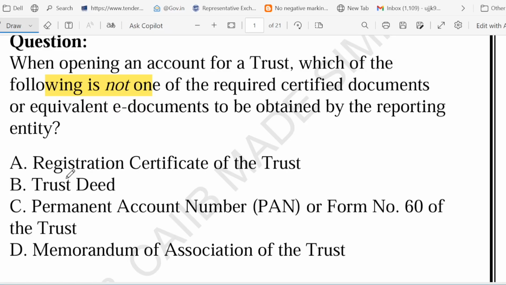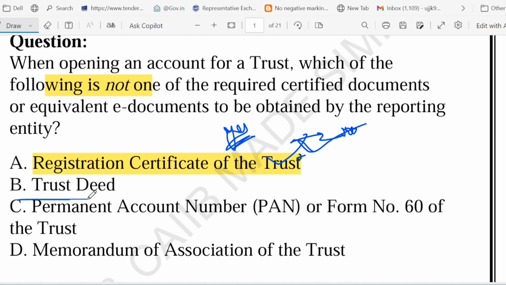So let's look at each and every option. First of all, option A: what about the registration certificate of the trust? Do you think it is required? Yes, it is required. Why? Because this certificate proves that the trust is legally registered. Without it, the bank cannot confirm the legal existence of the trust.